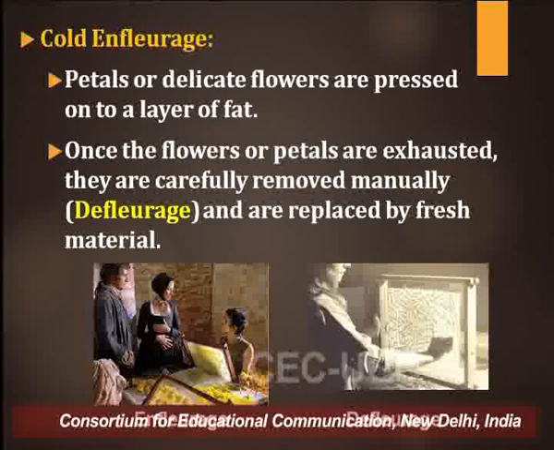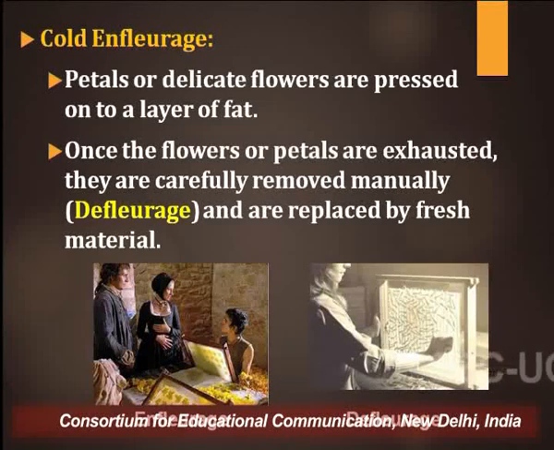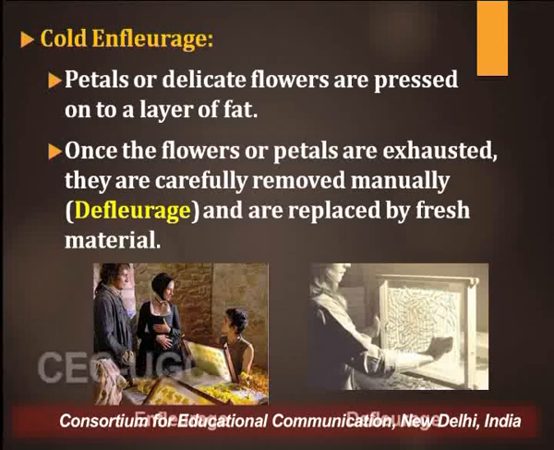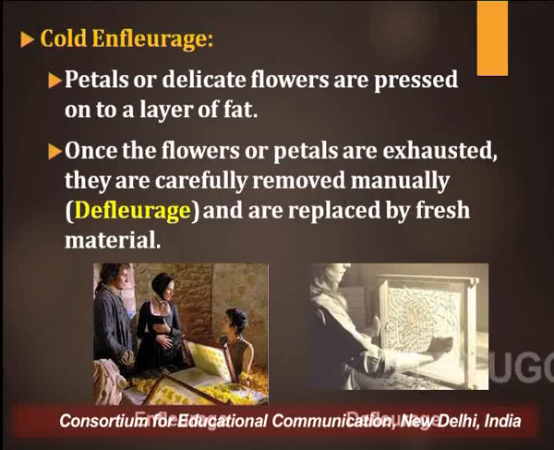Now enfleurage is of two types, cold enfleurage and hot enfleurage. Cold enfleurage is normally carried out at room temperature, that is why it is known as cold enfleurage. Here the petals or the flowers are pressed on a layer of fat which is spread on a glass plate, and this glass plate is fixed in a wooden frame. As you can see in picture 1, which shows the enfleurage process, these flowers or petals are fixed on the fatty layer.